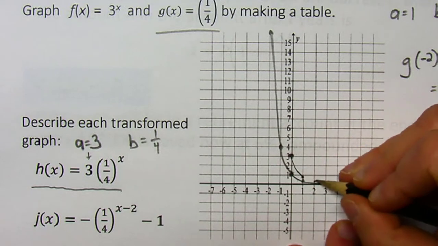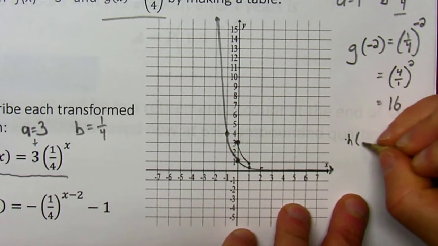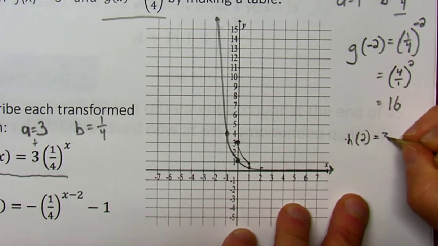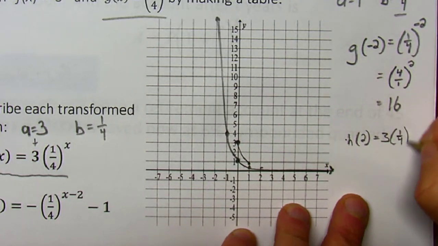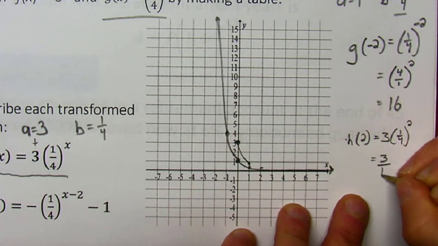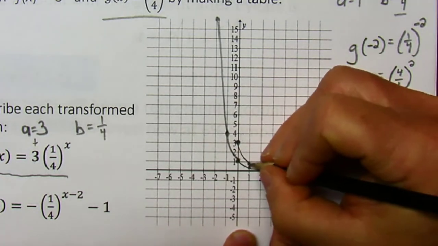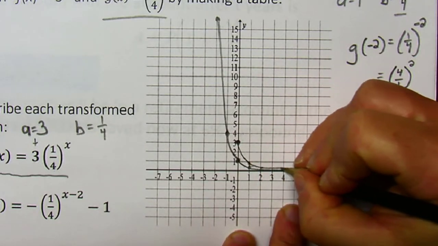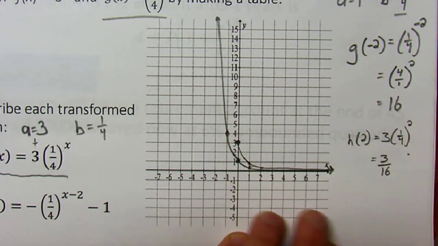When we move one spot to the right, 3 times 1/4 would put us at 3/4. And if we move to the right again, we'd be at x equals 2. Let's check that out. h of 2 is equal to 3 times 1/4 squared. That is 3/16. And so this second function drops almost as much, but it stays slightly above.